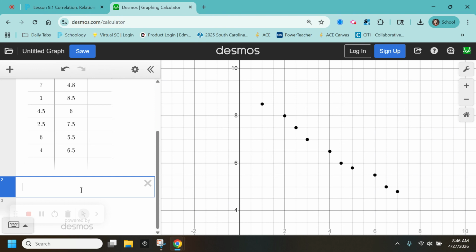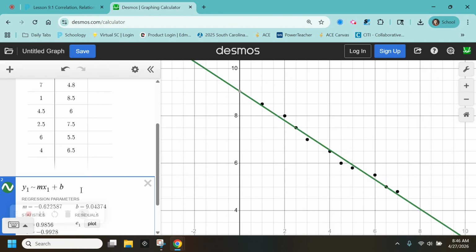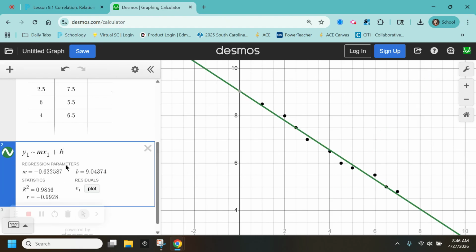So you can type in the following equation, y1, and then the little squiggly sign. If you're wondering where that is on your keyboard, it's above the tab on the left-hand side. So you have to hit shift and then that little squiggly line, mx1 plus b. The reason I'm directing you to this equation first is because if we have a linear correlation, by typing in this equation, you actually get the line of best fit.